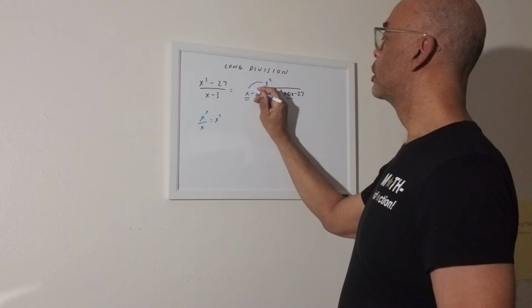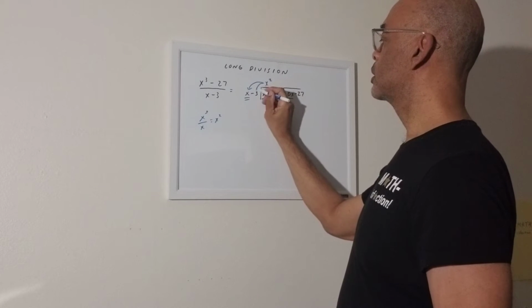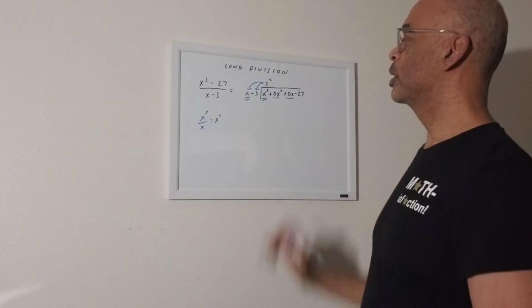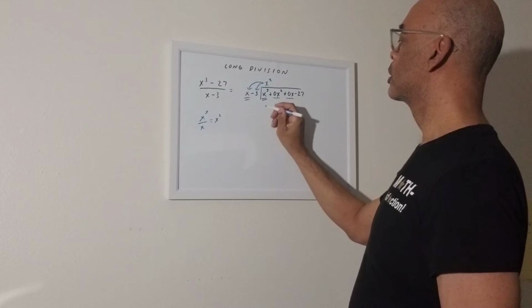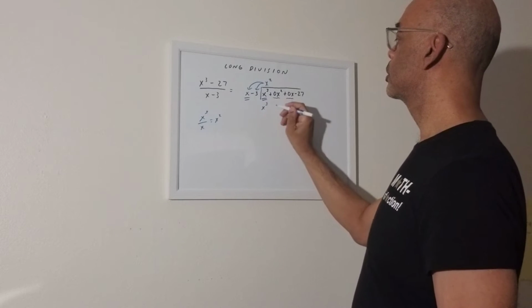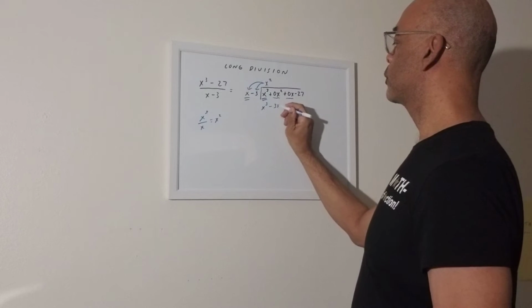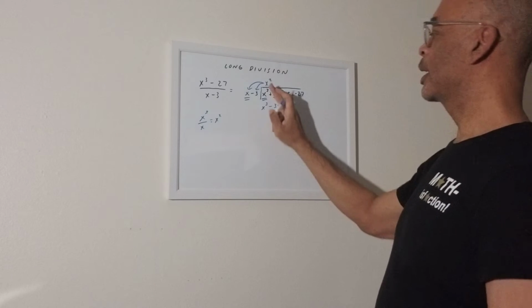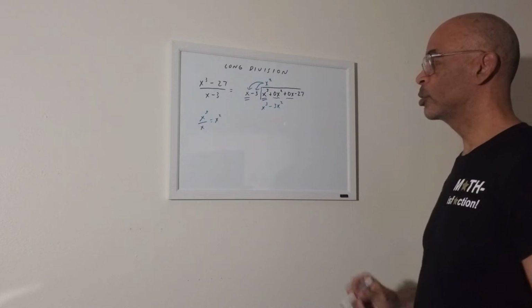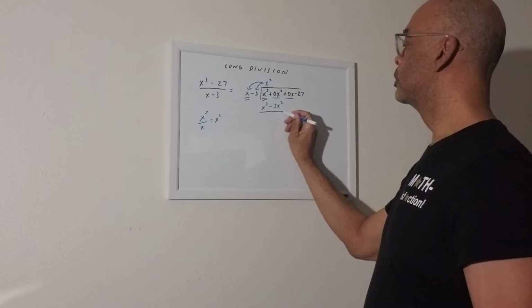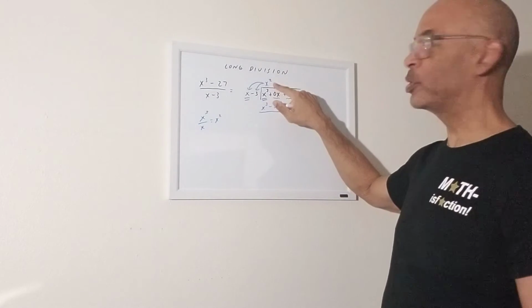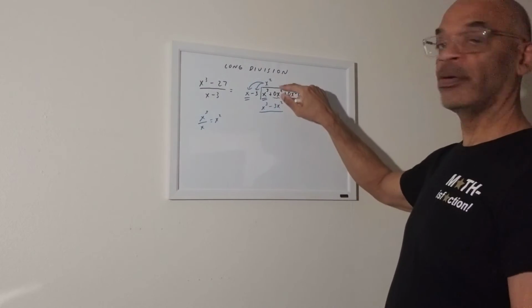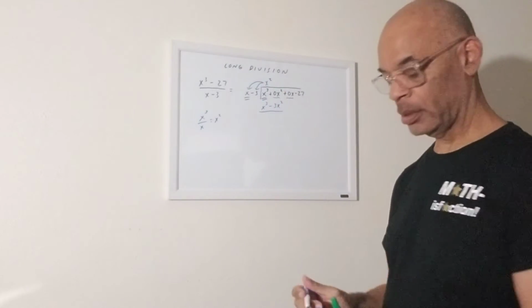Next, multiply the x squared by each term in the divisor. Bring that result underneath: x to the third minus 3x squared, aligning each term with its like term. Now the x squared up top, it does not matter where you put that. You can move it over above the x squared term, that's fine.